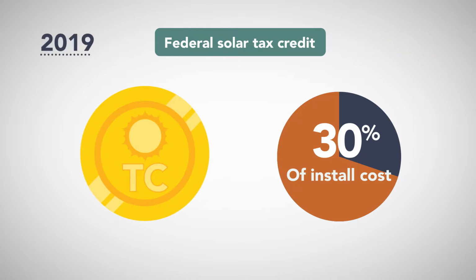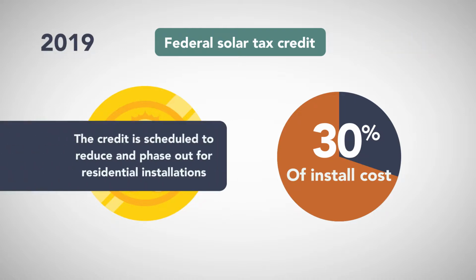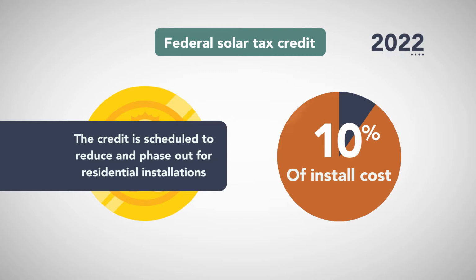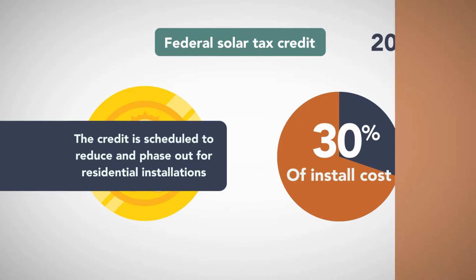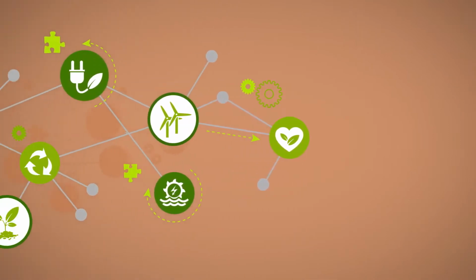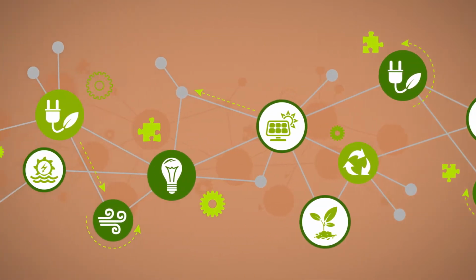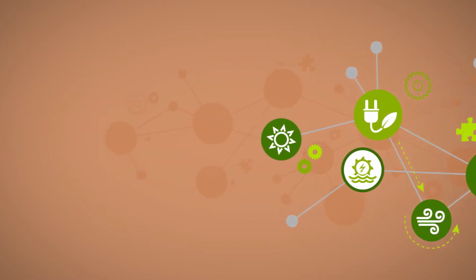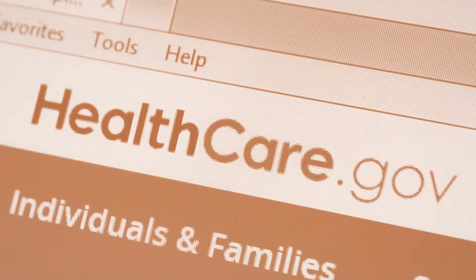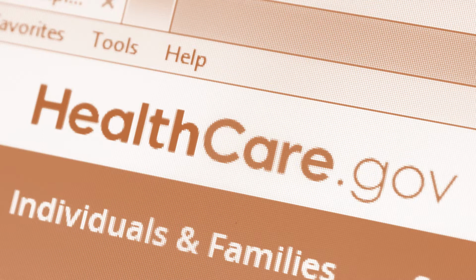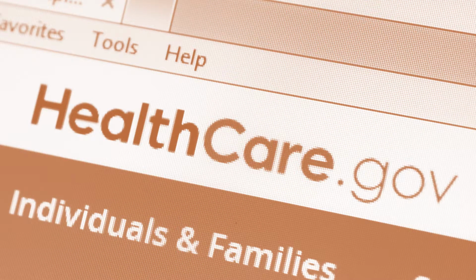As of 2019, the credit is scheduled to reduce and phase out for residential installations and drop to 10% for commercial installations by 2022, but it's possible that it will be renewed before then. Taxpayers considering installing solar energy systems should keep up to date with developments in this area. There are also other tax credits potentially available, especially in commercial settings, for the installation of other renewable energy systems. There are also some available tax credits to subsidize the purchase of health insurance under the Affordable Care Act.